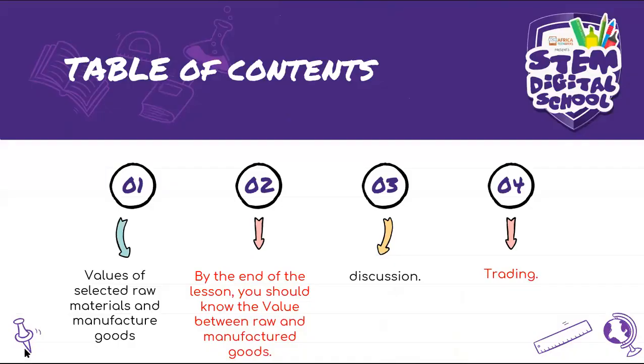So the thing to know about this lesson is that we are learning about the values of selected raw materials and manufactured goods. By the end of the lesson, you should know their value, between raw material and manufactured goods. They have different values, okay?